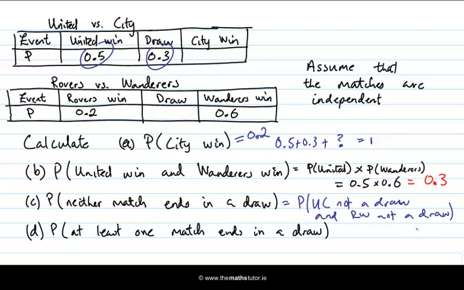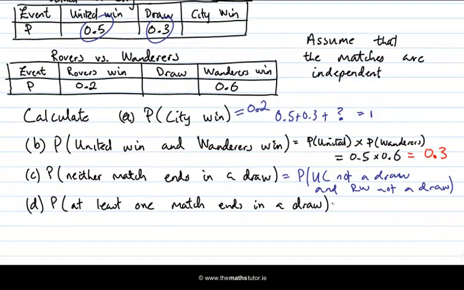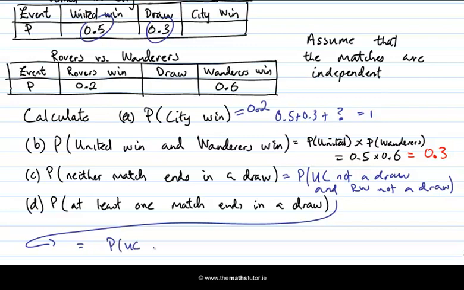Okay, so let me continue this one down here, but we need a bit more room. So I'll just continue this calculation here. So now we can use the multiplication rule because United City and Rovers Wanderers are independent. So now what's the probability that United City is not a draw? So the probability of United City not a draw, and that's going to be multiplied by the probability that Rovers Wanderers is not a draw. Okay, so now I have to work out these two individual probabilities here.